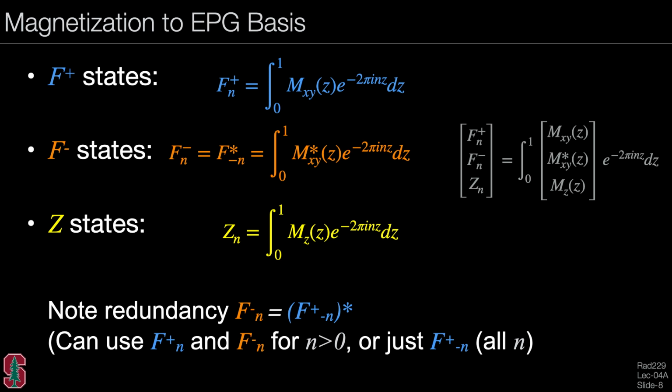So you notice that there is some redundancy. We use the F minus sub n states, and we can use a two-sided representation, which I'll mention a little bit later, where we have F plus with a negative n subscript, and take the complex conjugate of this.